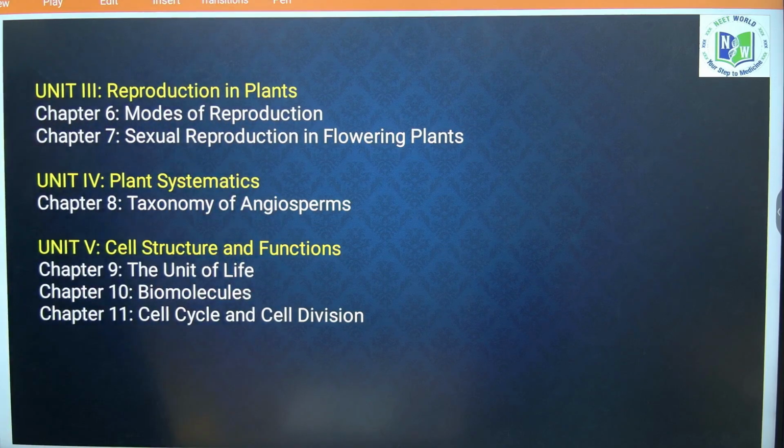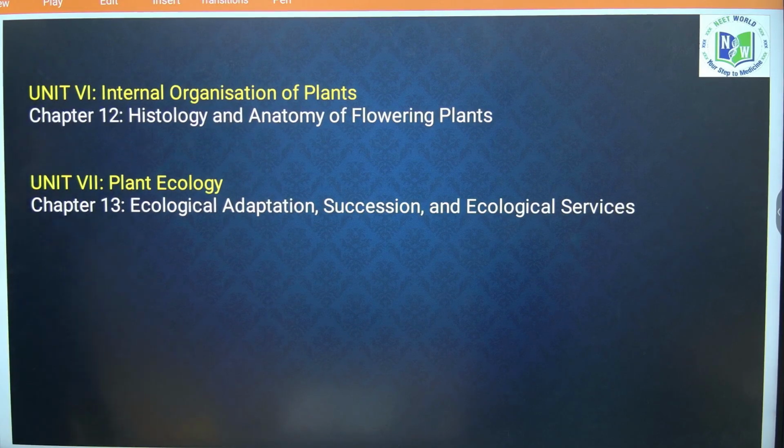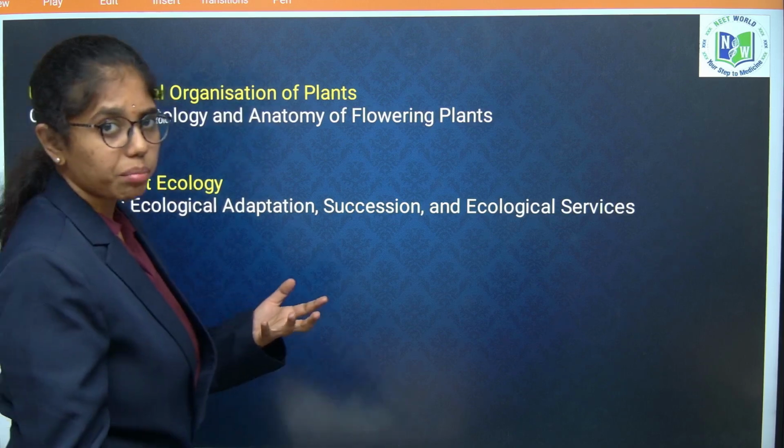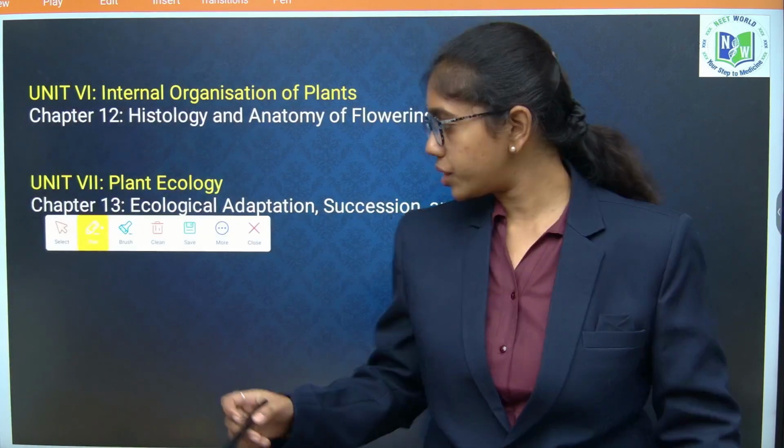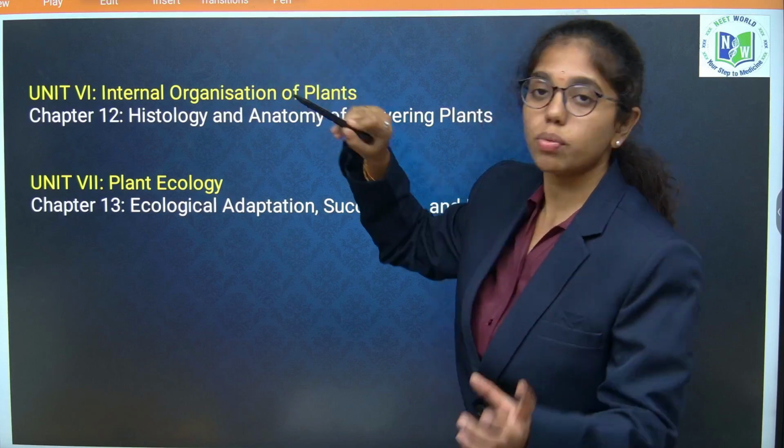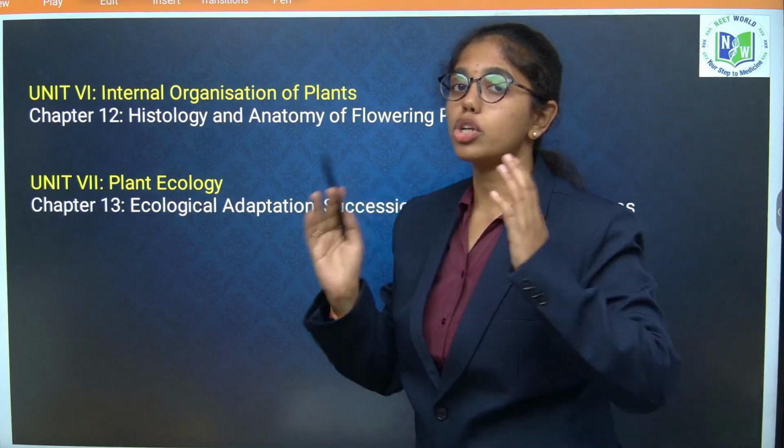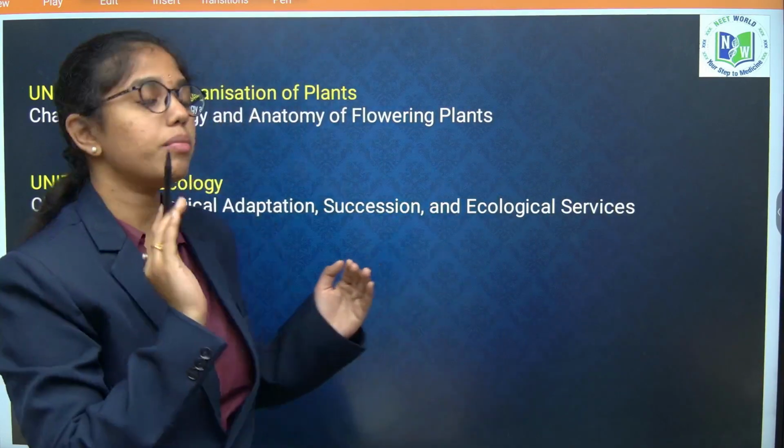Next, internal organization of plants. You can learn this chapter in 3 fragments: tissues, tissue systems and secondary growth. From tissue systems, questions majorly appeared based on the differentiation between dicots and monocots.